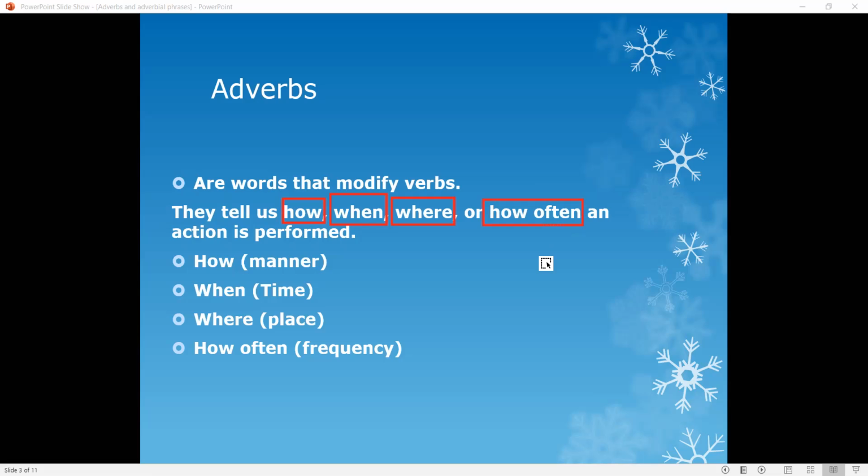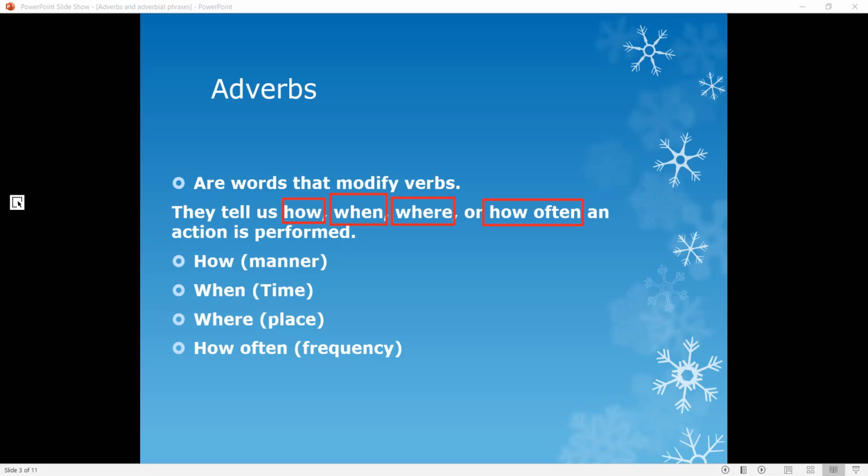For example, when you say, I take a shower twice a week, twice here tells me how often or how frequently you take a shower. Or how often do you wash your hands? We wash our hands very often these days, right?